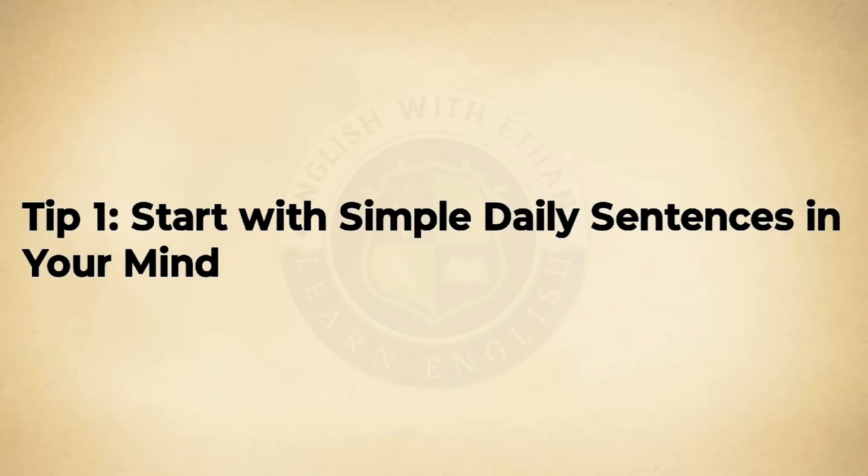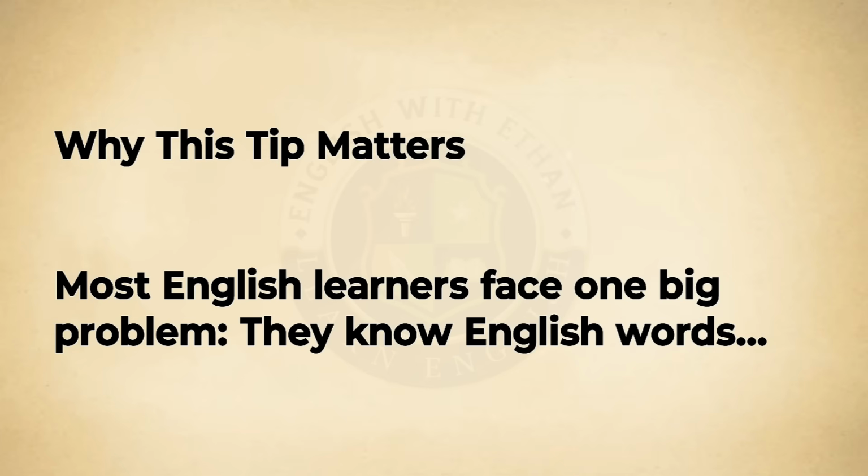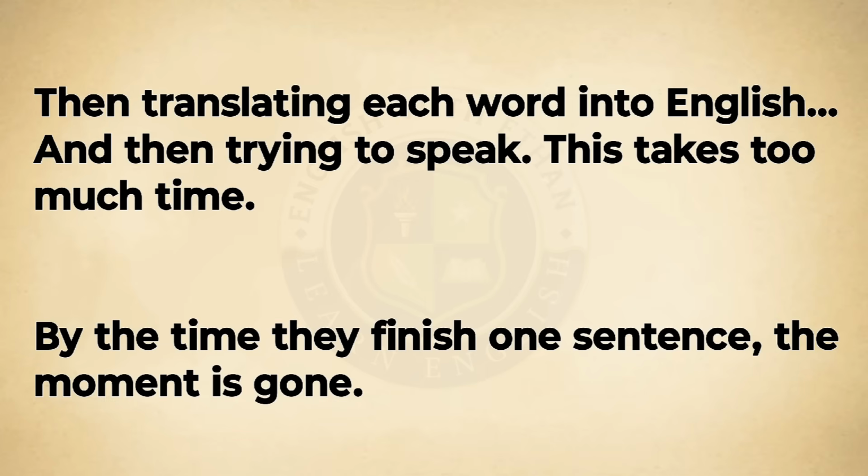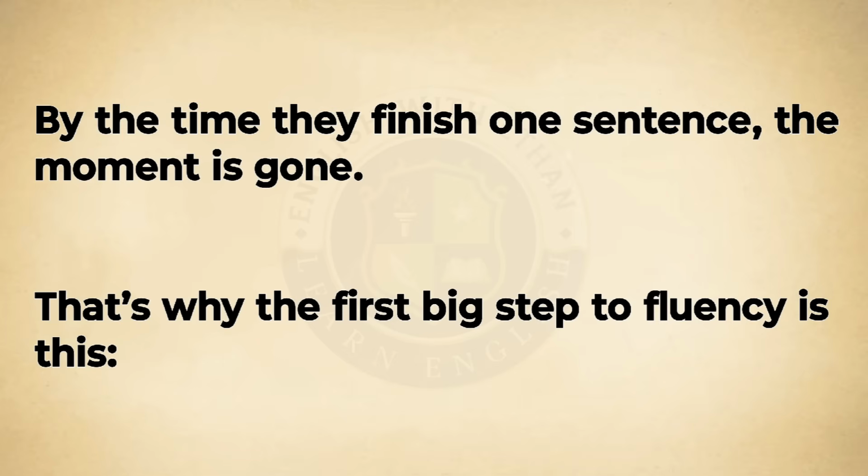Let's begin. Tip 1. Start with simple daily sentences in your mind. Why this tip matters. Most English learners face one big problem. They know English words. They understand basic grammar. But still, when they speak, they feel slow and nervous. Why? Because they are thinking in their native language first, then translating each word into English, and then trying to speak. This takes too much time. By the time they finish one sentence, the moment is gone.